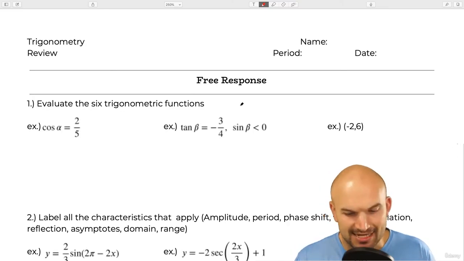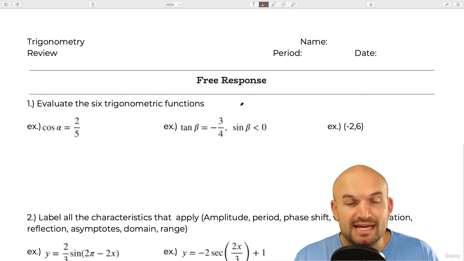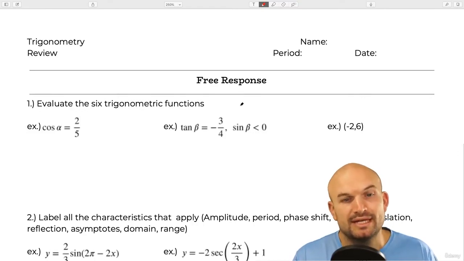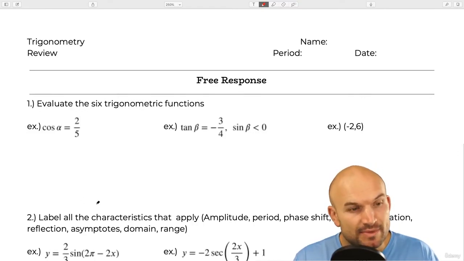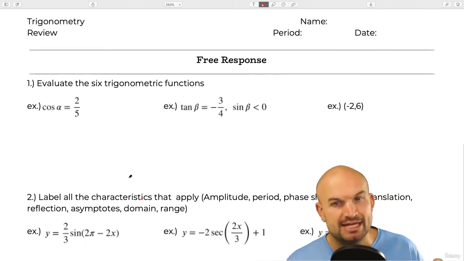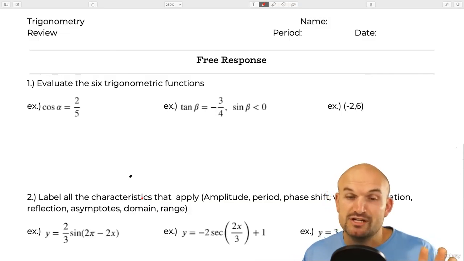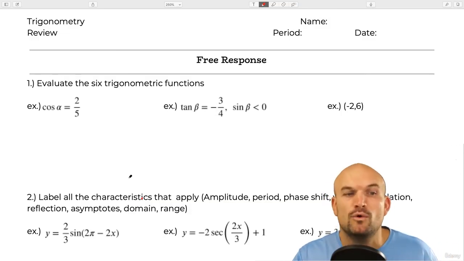So now let's get on to our trigonometry review. What we're going to do is, again, work through some free response questions, and then we'll get into the multiple choice. The first question is just to evaluate the 6 trigonometric functions. You can see here we have a trigonometric equation, a trigonometric equation and a constraint, and then a coordinate point.